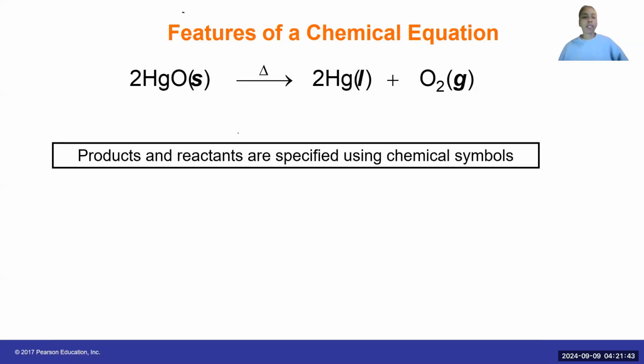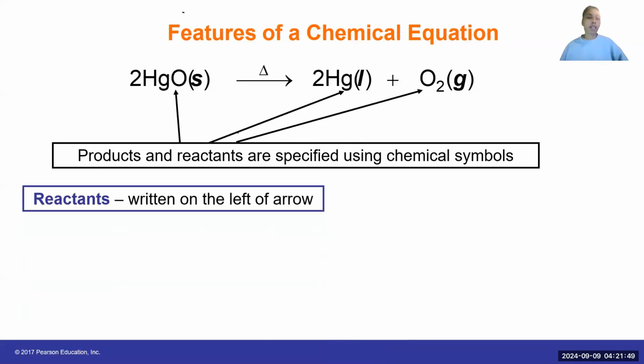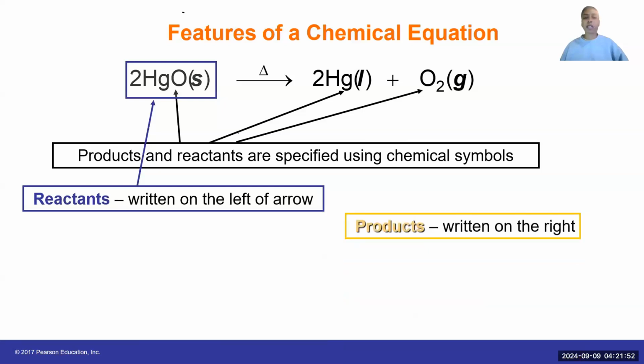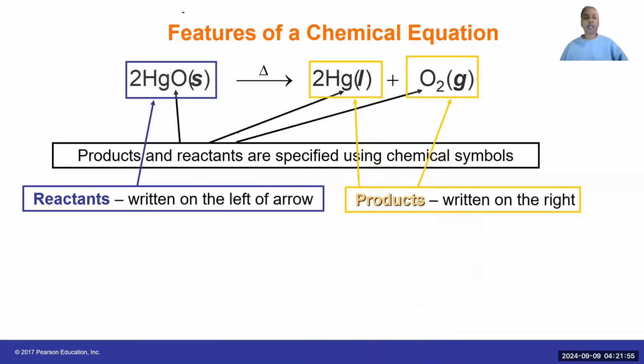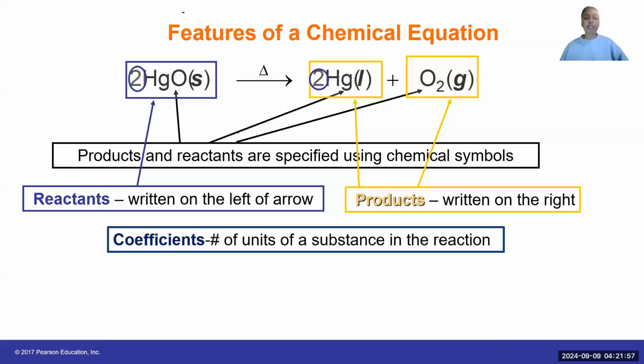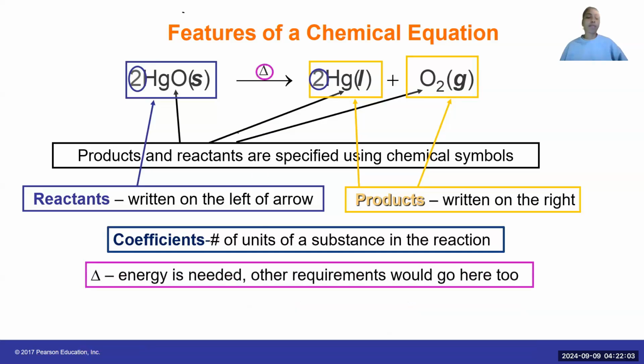So products and reactants are specified using their chemical symbols. Again, reactants are on the left side and products are written on the right side. We have coefficients that tell us the number of units of substance in each reaction. And sometimes the little delta above a chemical reaction arrow means that energy is required, and that's where it goes. Remember a few slides ago, we were looking at water breaking down into hydrogen and oxygen. What did we need? We needed an electric current, right? That was over the arrow as well.